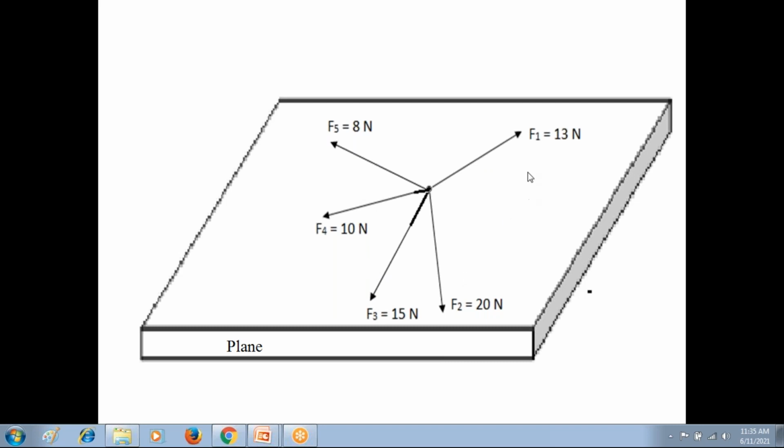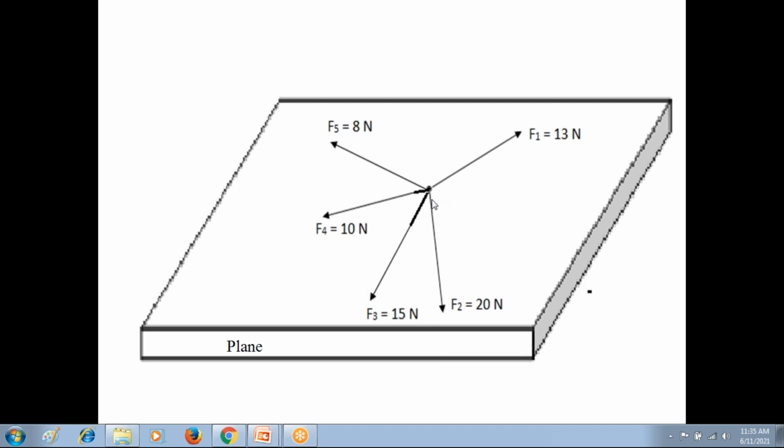We know that the force has 3 characteristics. One is the magnitude of force. Next one is the line of action of force. Third one is the point of application of force. So this is the point of application of the force F1. Coming to this second force, the second force has the magnitude, the line of action, and the point of application.